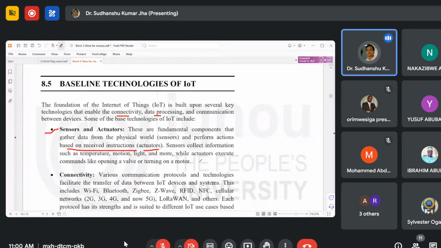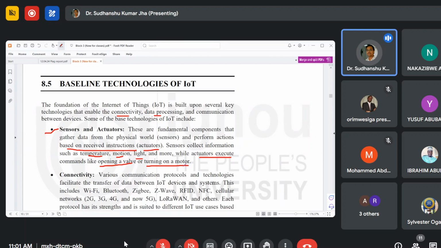Similarly, we have a lot of kinds of sensors as well as actuators. Sensors like your temperature sensor, motion sensor, light sensors, etc., and actuators like opening a valve, turning on a motor, etc. For example, with IoT-enabled devices, you send an instruction from your mobile to your car to start. The sensors have sensed your request, and the sensors send this information to the actuators to activate the car.